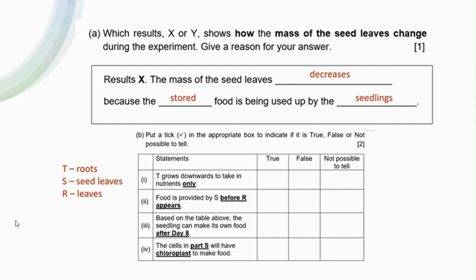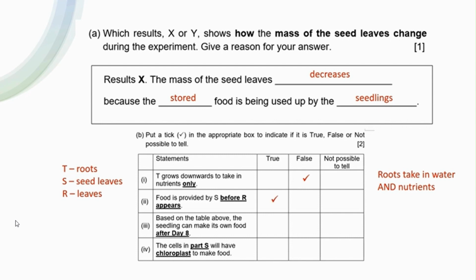T grows downwards to take in nutrients only. That is false because roots take in water and nutrients. Food is provided by S before R appears. That is correct because seed leaves store food that provides food for the seeds to germinate.